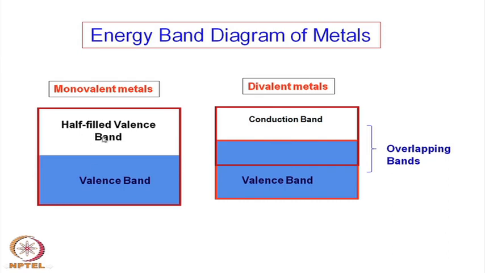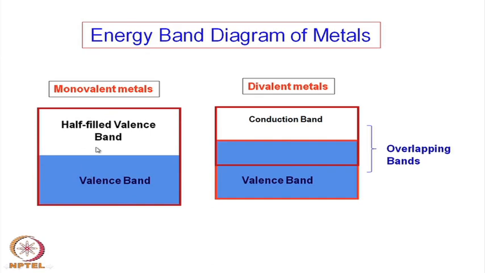On the left, we have the monovalent metals, and on the right, there are divalent metals. In the case of monovalent metals, there is only one band. This is the highest band, which can be called the valency band, or one can say a conduction band also. The characteristic is that it is called a half filled valency band. That means not all the energy states available are filled up with electrons, only half of them are filled up and half are still empty.